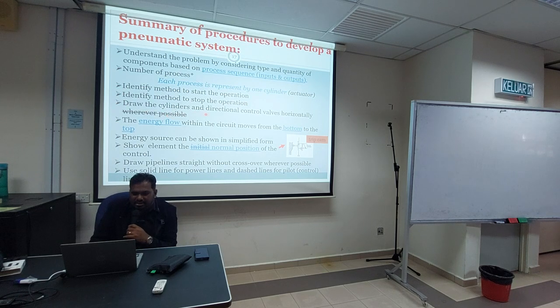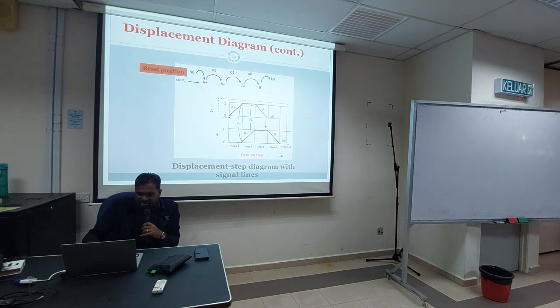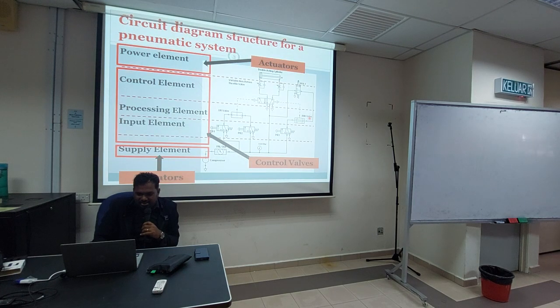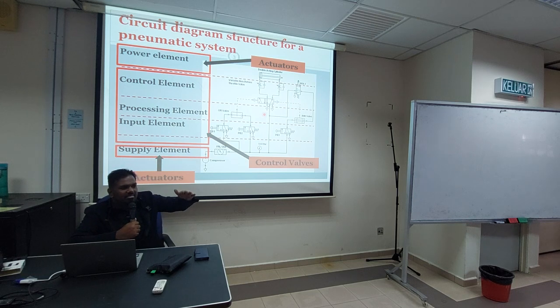Okay, draw the cylinder and directional control valve horizontally. Yang ini satu lagi. So macam circuit ni. So yang cylinder and all the valve, dia horizontal ke vertical? Dia mendatar ke menegak?